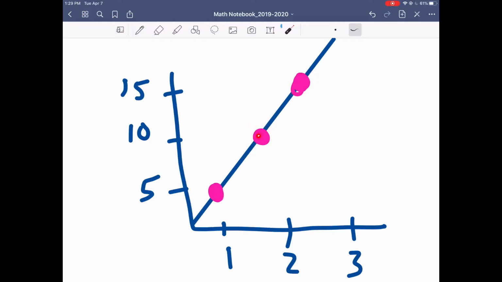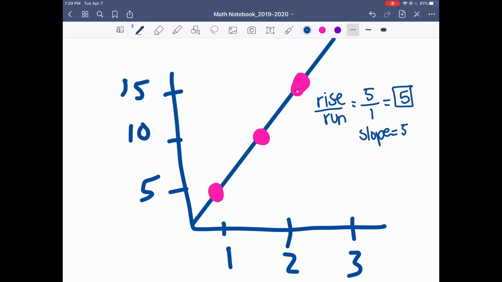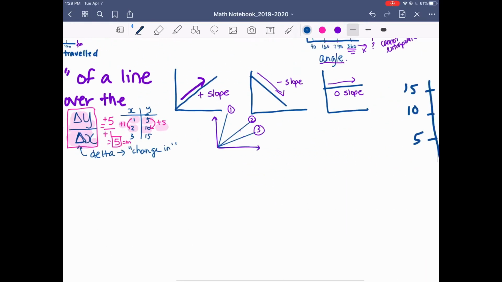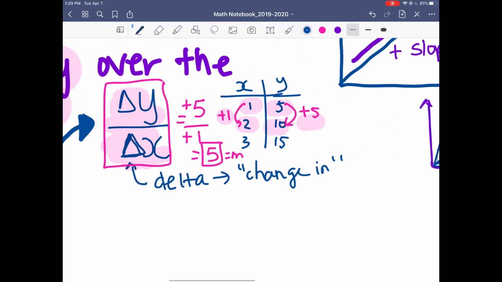To get from the second point to the third point, the rise, how much did it go up in y? It went from 10 to 15. So the rise was a rise of 5, and the run, horizontally, it went up by 1. So if I do rise over run, the rise was 5, the run was 1, so 5 over 1 is 5. And so we know that our slope is equal to 5, just like what we got in this example right here. It's the same numbers.